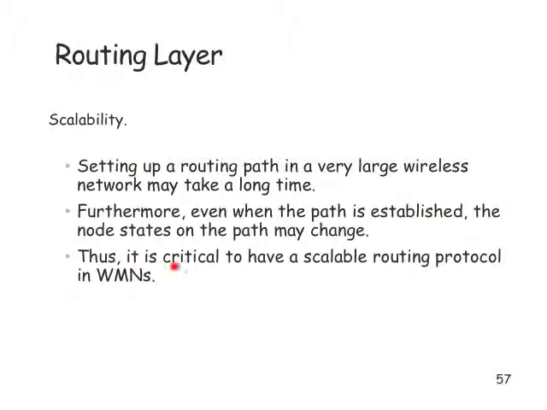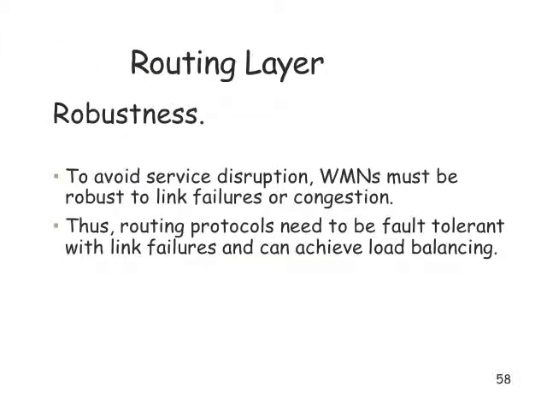So it's very critical to have this scalable routing protocol. Robustness here means that the routing protocol is tolerable to failures. If there are some failures, the routing protocol will keep you alive, will keep you operational. That's what robustness means, so as to avoid service disruption. For example, DSR is the worst in terms of robustness. Why?